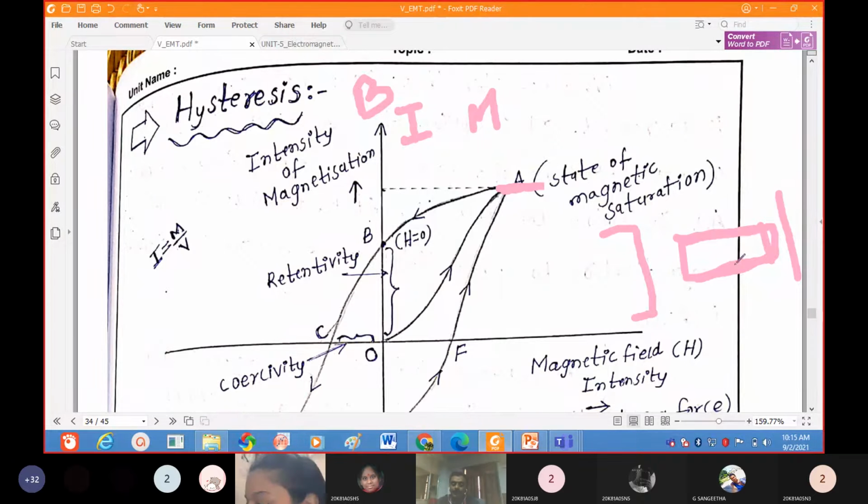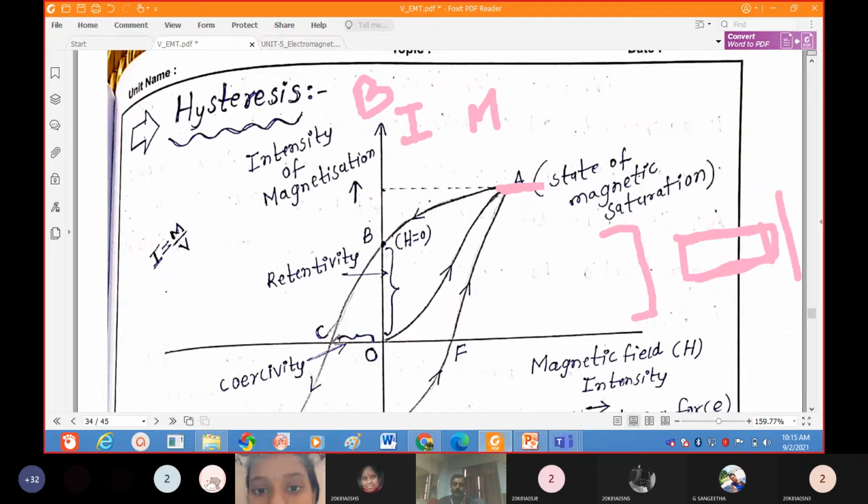Okay, so first of all, what happened without applying any magnetic field? If you take an iron rod, without applying any magnetic field, is there any magnetic field due to that iron? Does it attract any other particles? It does not attract. That means there is no induced magnetism inside that ferrous material.